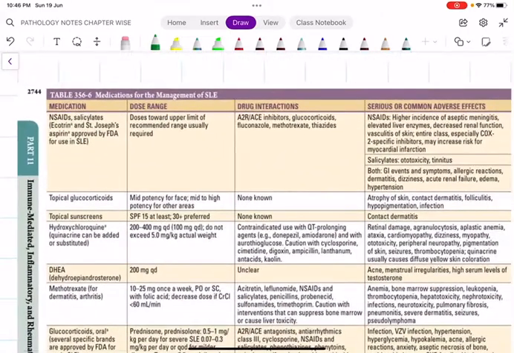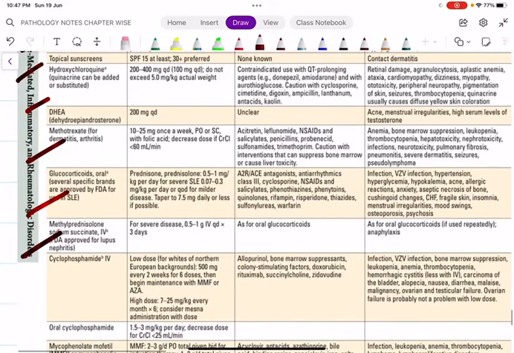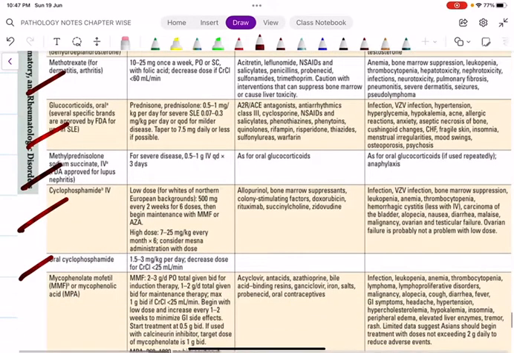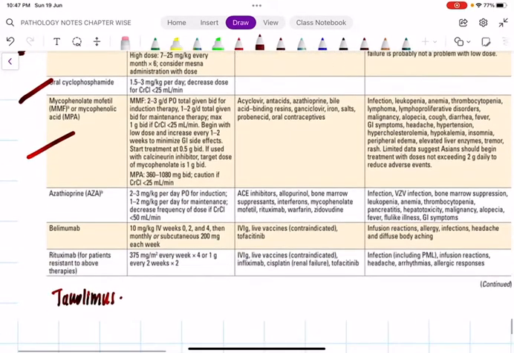What are the drugs? I am just going to say the names of the drugs, that is more than enough for you. Number one is NSAIDs, salicylate, topical glucocorticoids, sunscreens, hydroxychloroquine. Then methotrexate, oral glucocorticoids, methylprednisolone, cyclophosphamide IV or oral, mycophenolate mofetil, all these are immunomodulators. Then azathioprine, rituximab, tacrolimus. So these are the names of the drugs.